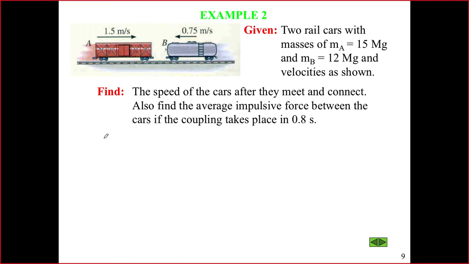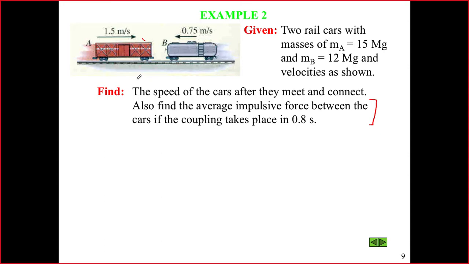So for example, what's happening here? We're given two rail cars with masses as shown and velocities as shown. We want to find the speed of the cars after they meet and connect. And we also want to find the average impulsive force between the cars if the coupling takes place in 0.8 seconds. Okay. This is useful. This extra part is a little useful.